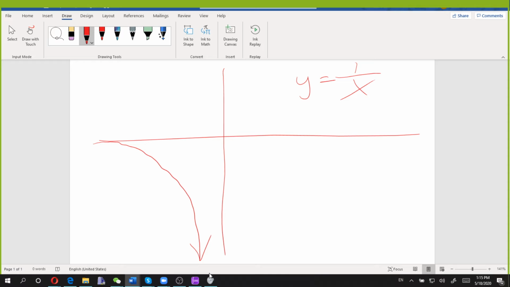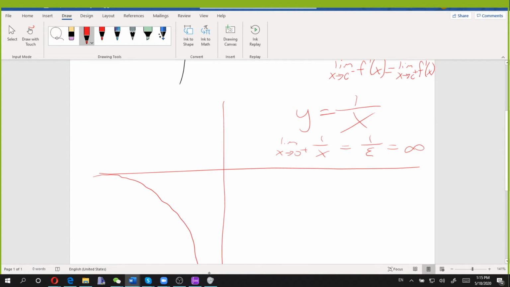Same thing if I take the limit from the right, the limit as x approaches 0 from the right of 1 over x is 1 over a super small positive number. If I divide by a super small positive number, I'll get a really large positive number. So this will be something that looks like this.